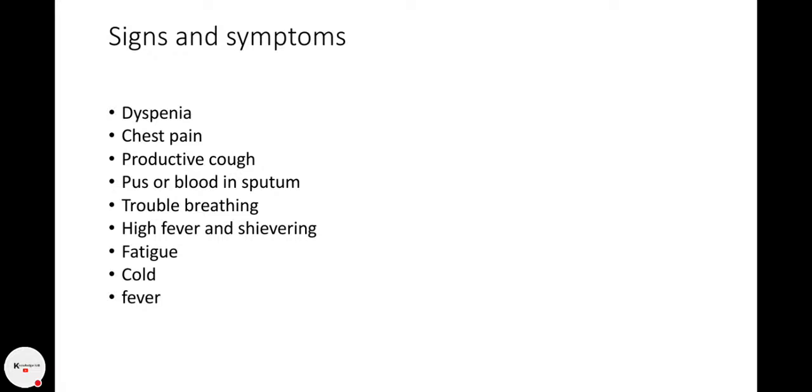Now let us discuss the signs and symptoms of pneumonia. The pneumonia patients suffer with dyspnea, chest pain, productive cough, pus, trouble breathing, high fever and shivering, fatigue, cold, and vomiting.